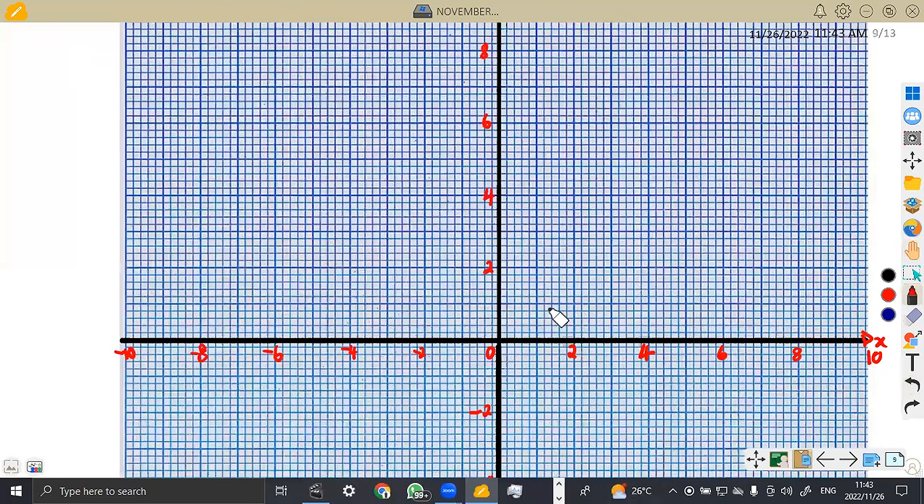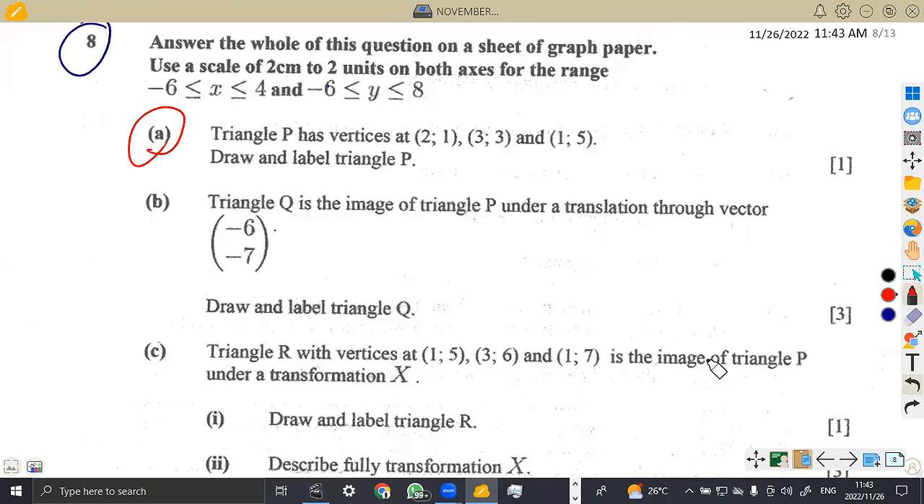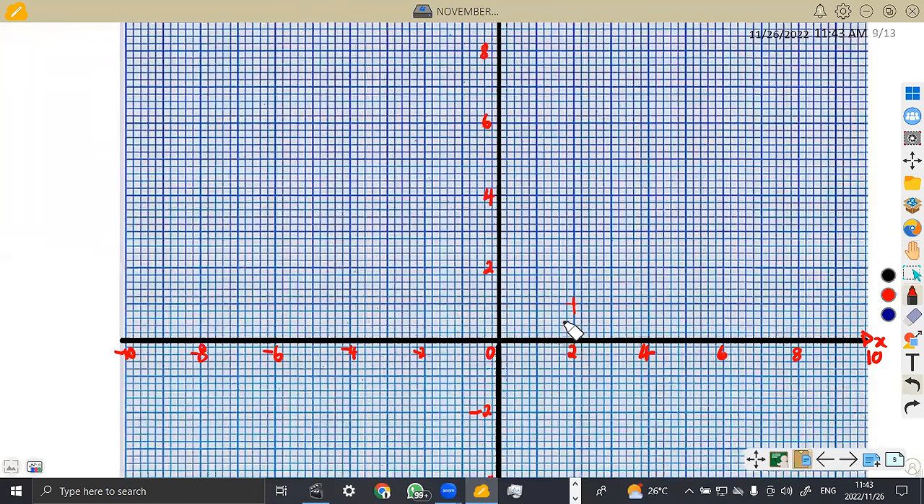Let's mark our points. This is the scale that I'm already having. So we had (2, 1). So (2, 1) is somewhere here because this is 2, 4. Another point, let's check what we had. I'm just going to mark these points, guys. Okay, (3, 3) and (1, 5). This is 3 versus 3, somewhere here. And we have 1 versus 5. That will be somewhere there.